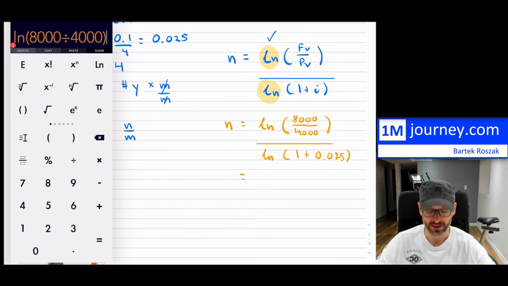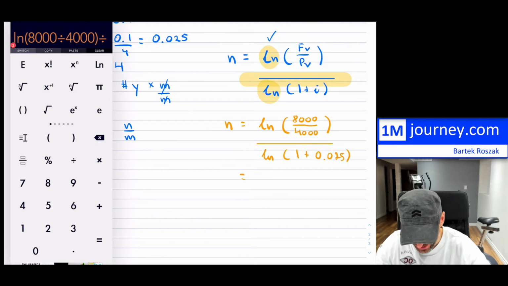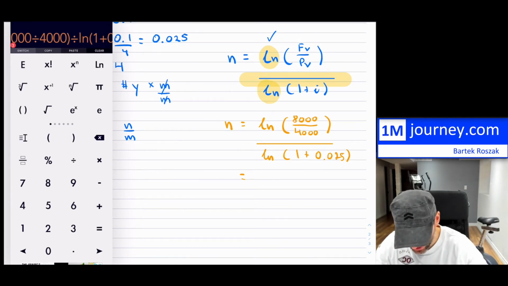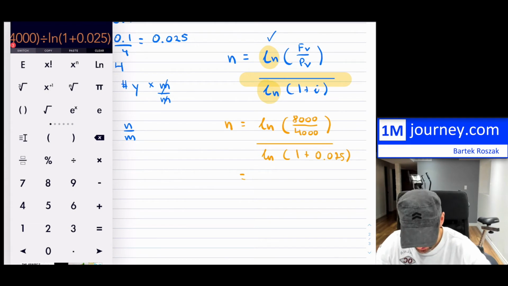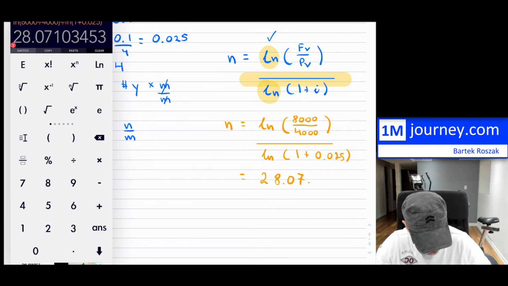That's on top, and it is being divided by. So this whole thing is being divided by. So I'm going to hit divided by the ln of 1 plus 0.025. And then I'm just going to hit equals. And this gives me 28.07 and so on. Now, what does this mean?